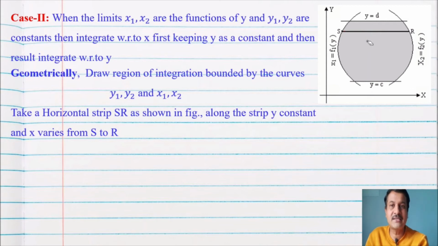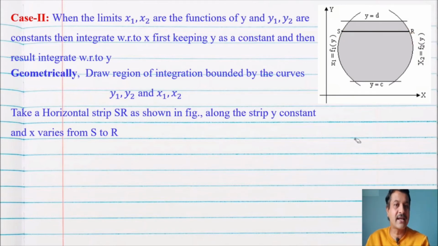The width of this strip is small or tends to 0, and that is why the value of y at that particular strip is a constant, and that is why we can say take a horizontal strip SR as shown in the figure, and along this strip y is constant, and x varies, because x varies from this point, this point, this point, this point. Values of x are different, and this varies from curve to curve, means S to R, means what? This boundary to this boundary.